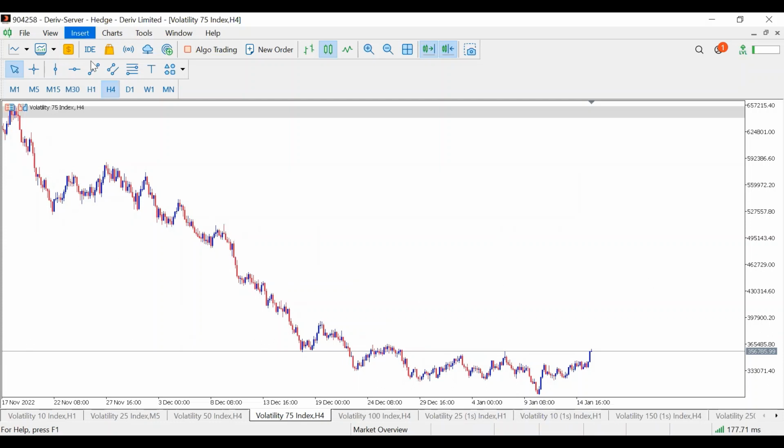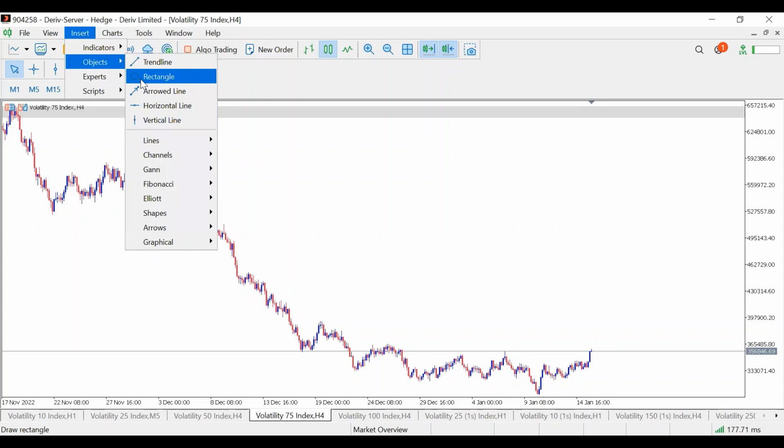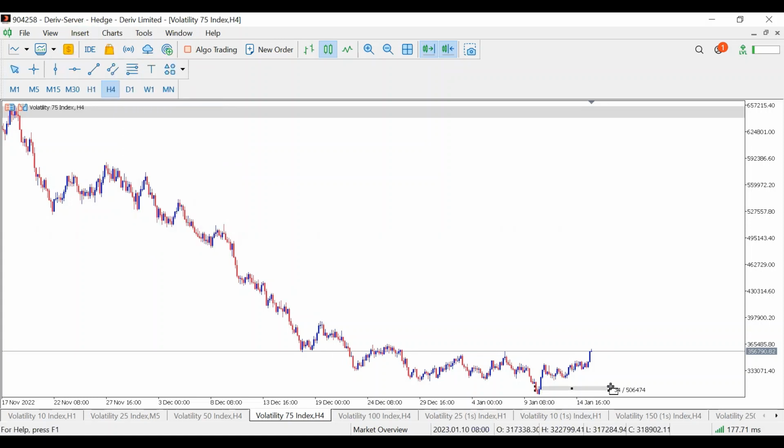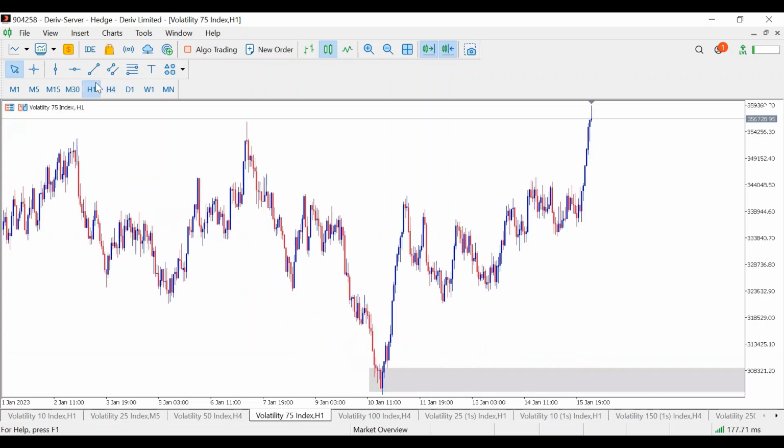Okay, so you can see here there is this very beautiful zone, demand zone. Okay, you can see that, right? And then let's go to 1 hour. I think you can see that the market made this level here.